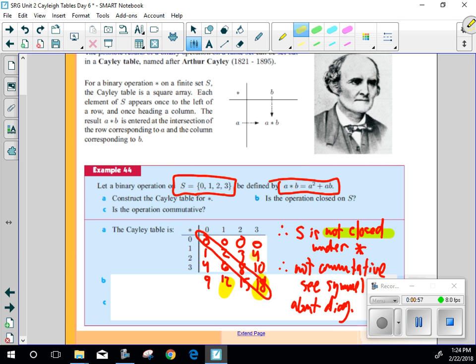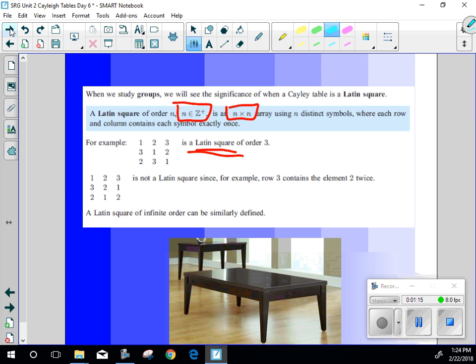It's not commutative because if you show the diagonal here, each symmetric term should be identical if it's commutative, and this one's not even close to being commutative. For the Latin square, all we're looking for is that rows and columns all have the same members, they're just all mixed up. For the rows and columns that you see here, 1, 2, 3, similar to your Sudoku puzzle, 1 through 9.